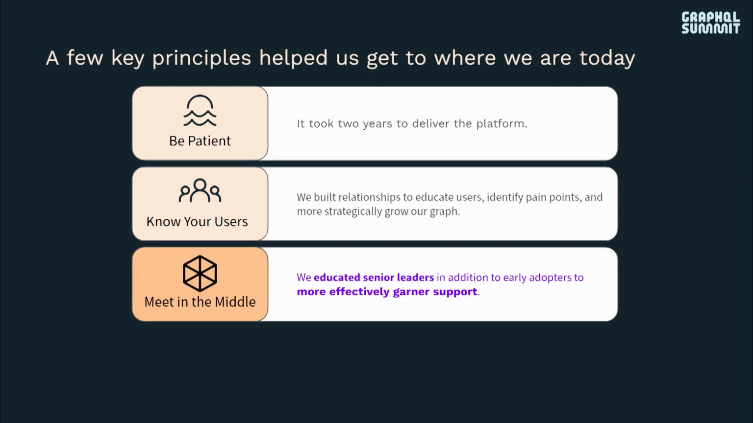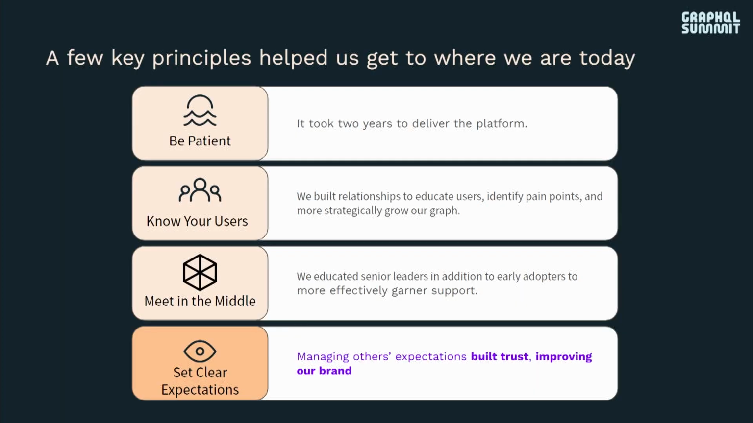Speaking of leadership buy-in, one of the principles that helped drive our success was to engage senior leaders in parallel to our users. We found that through teaching senior stakeholders the value of GraphQL, we can more effectively support the many early adopters who helped us make our vision a reality. Finally, we spent a lot of time setting clear expectations around just about everything we did. The more clearly we articulated working models, what success looked like, and what opportunity areas still existed within our platform, the more trust we built in our ability to deliver.